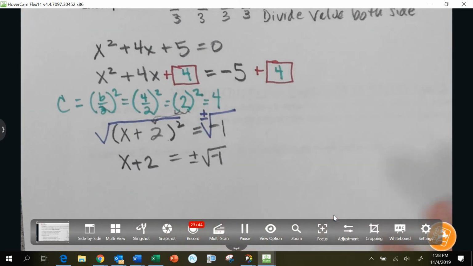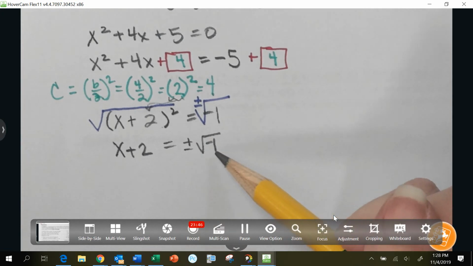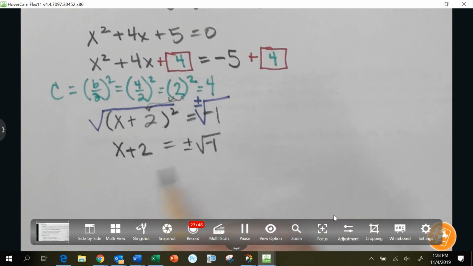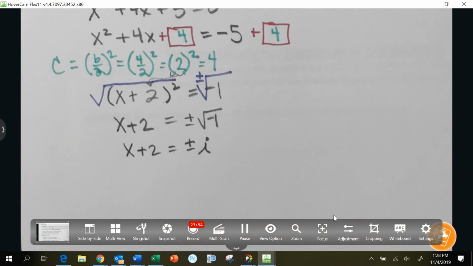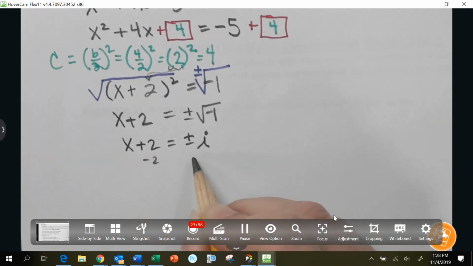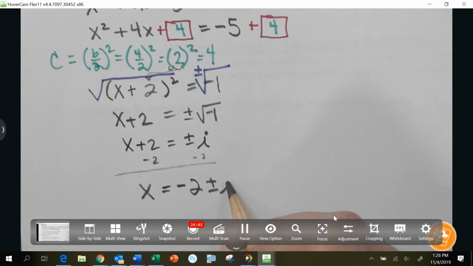Some of you are ahead of me. We need to simplify our radical. And what is the square root of negative 1? So we get plus minus i. And we're going to subtract our 2. So I get negative 2 plus or minus i.